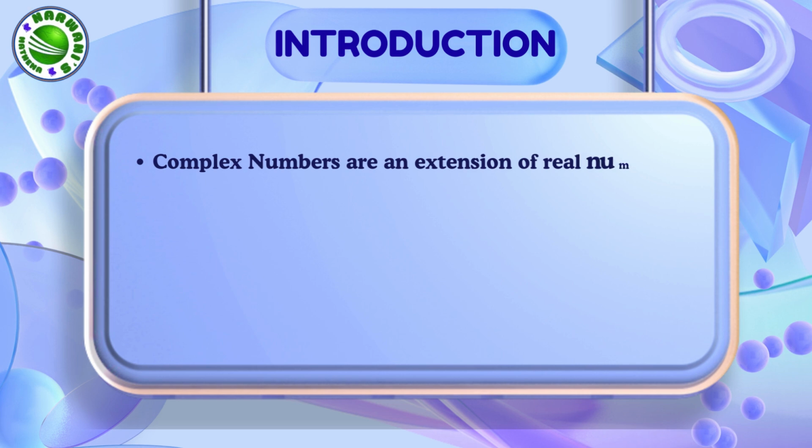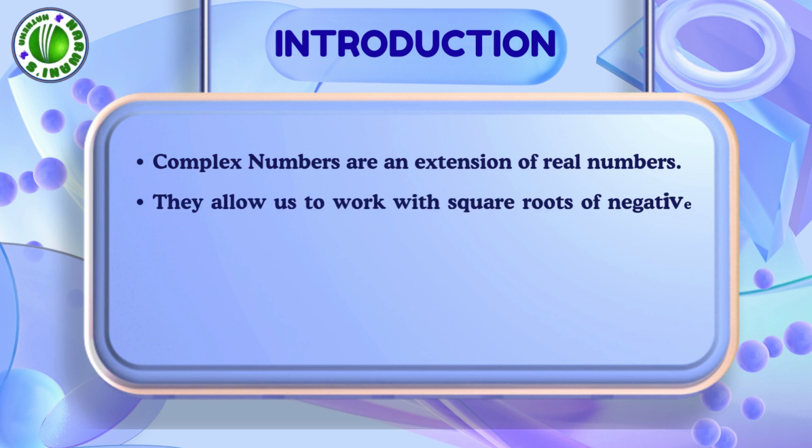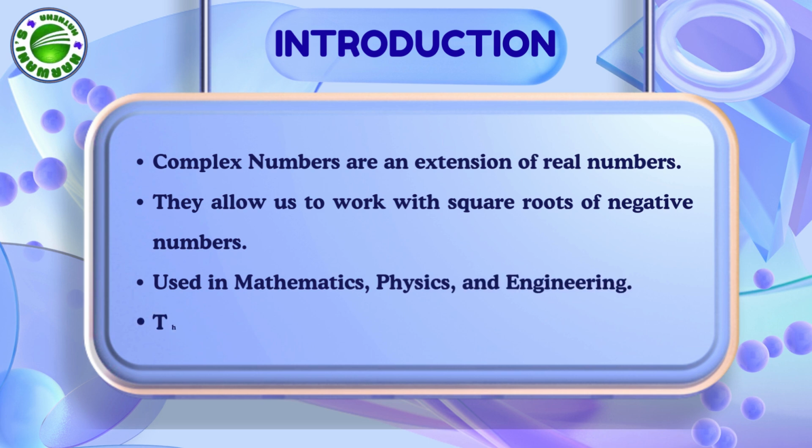Introduction of complex numbers. Complex numbers are an extension of real numbers. They allow us to work with square roots of negative numbers. Used in mathematics, physics, and engineering. The basic unit is iota, where iota square is equal to -1.